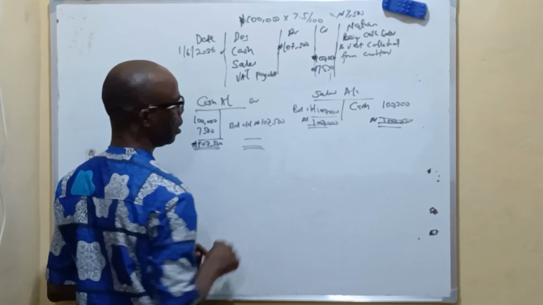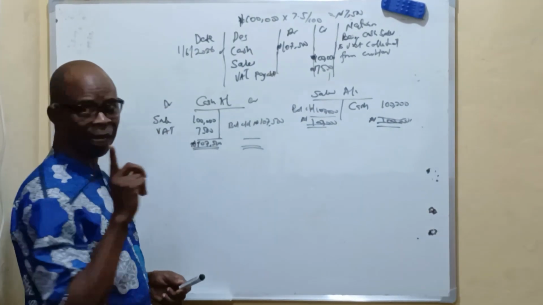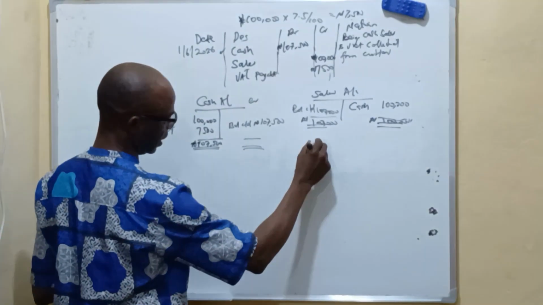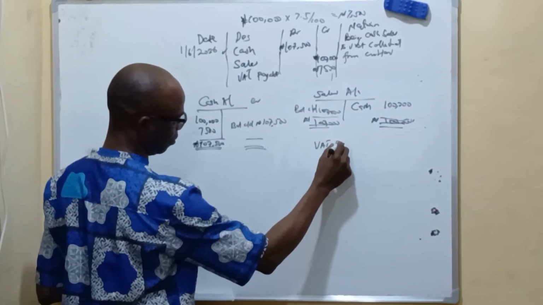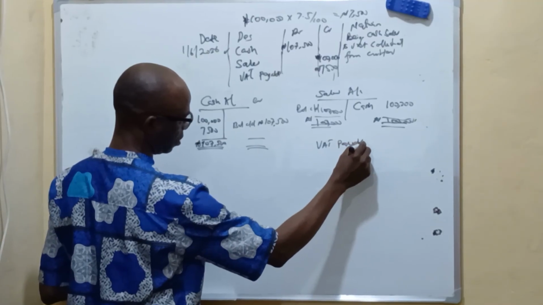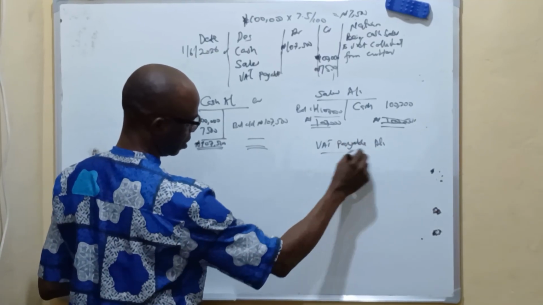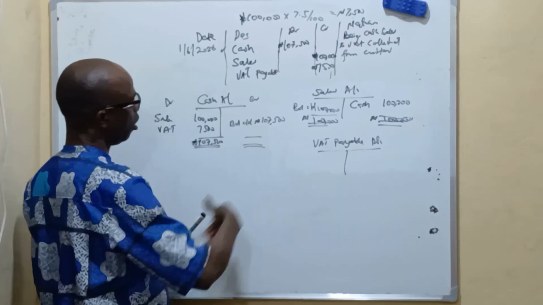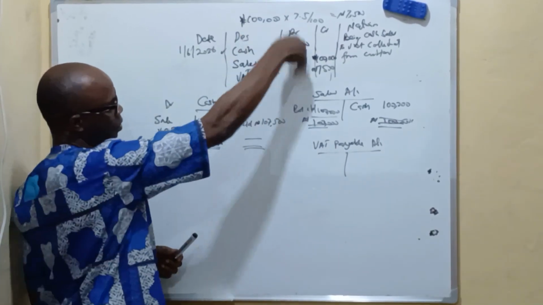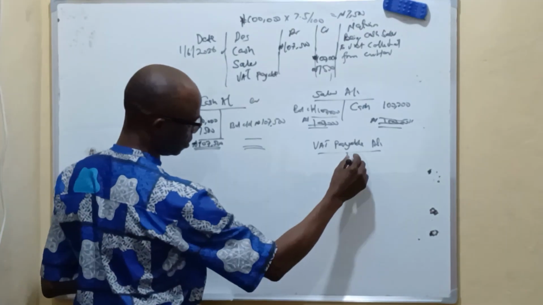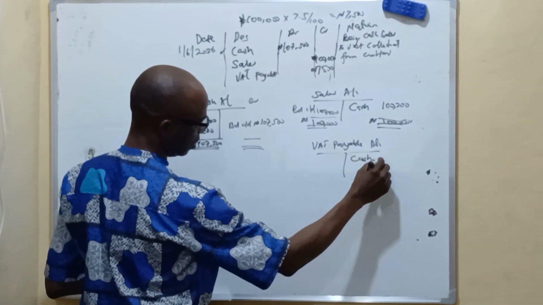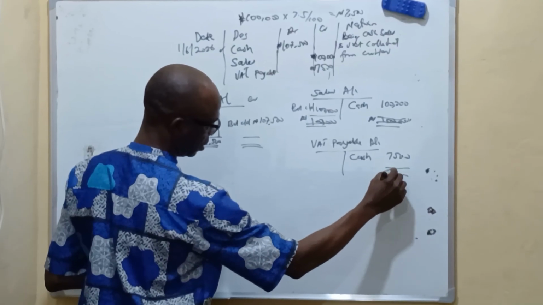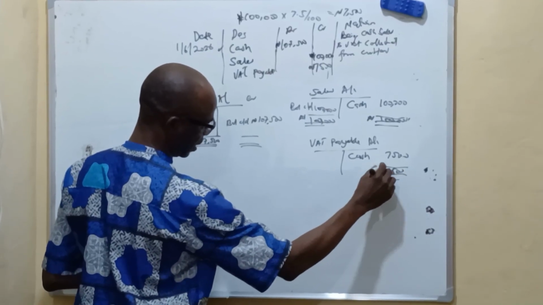Beautiful. The third account we need to create now is the VAT payable account. Let's create it here, VAT payable account. Take the T format, the debit and the credit. In the journal, we have it on the credit side. You also come and say cash, 7,500. You close the account as well. 7,500, put the Naira sign.